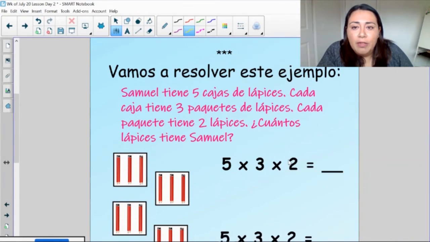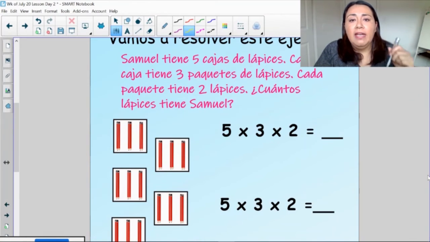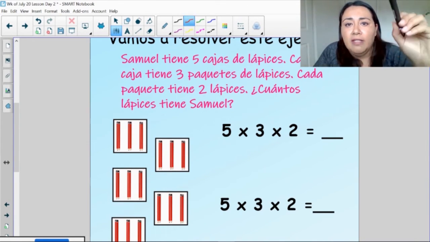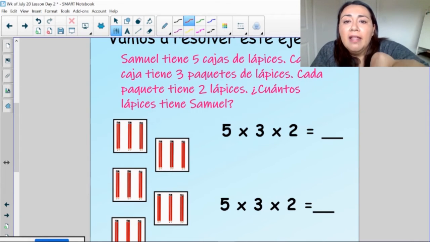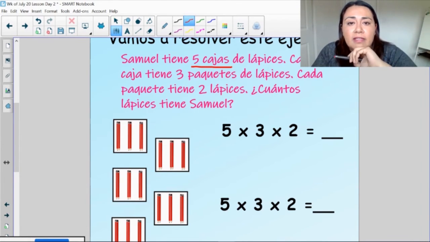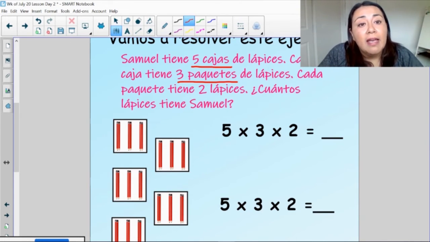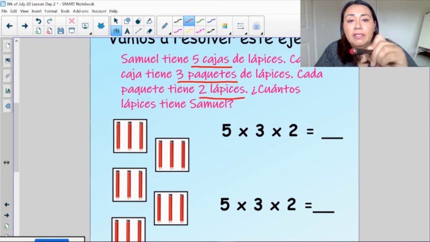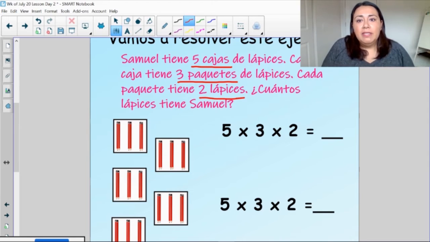A ver, este ejemplo dice, Samuel tiene 5 cajas de lápices. 5 cajas. Cada caja tiene 3 paquetes de lápices. Cada paquete tiene 2 lápices. ¿Cuántos lápices tiene Samuel? Wow, es un poco complicado, ¿verdad?